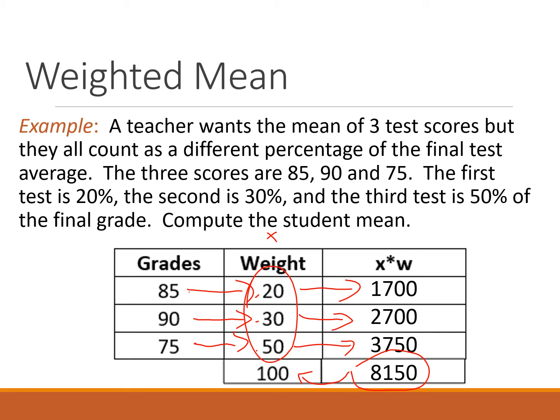So for our actual average, we have the mean test grade. It's a population because it's all 3 of your test grades. Added up, they equal 8150. Divide by 100, mean test grade of 81.5.